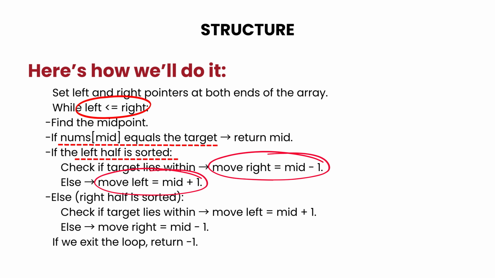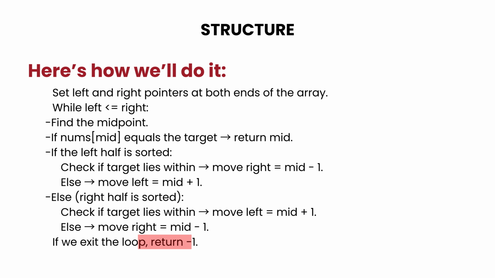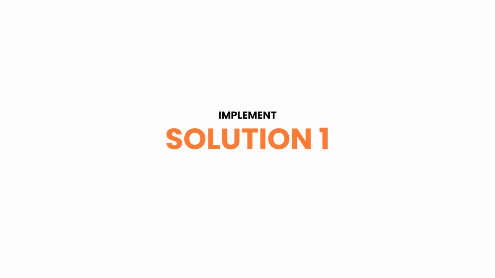Otherwise, meaning the right half is sorted. If the target is in this half, move left to mid + 1. Else, move right to mid - 1. Finally, if not found, return -1. Let's try to implement it using Solution 1.